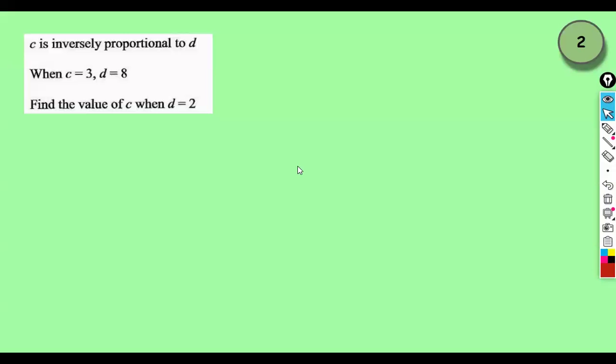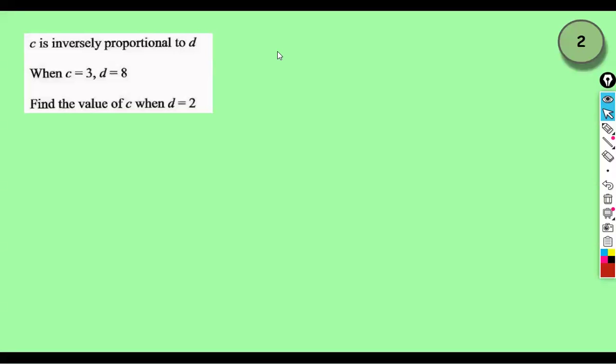Everyone write down this one. C is inversely, which, I guess inversely does have an E, my mistake, right? So C is inversely proportional to D. So this is an inversely proportional question. Take a few seconds, write it down, and we'll work out this one.